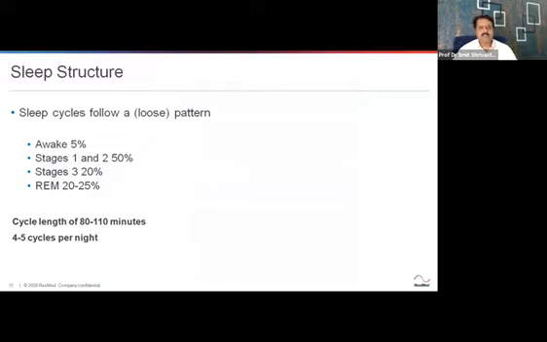The sleep structure, the sleep cycle, follows almost the repetition of these stages. So awake is around 5%. Stage 1 and 2 occupy around 50% of the time. Stage 3 is around 25% of the time, REM around 20 to 25% of the time. All these together, one cycle, usually is around 90 to 120 or 80 to 110 minutes. And there are 4 to 5 such cycles that happen every night.